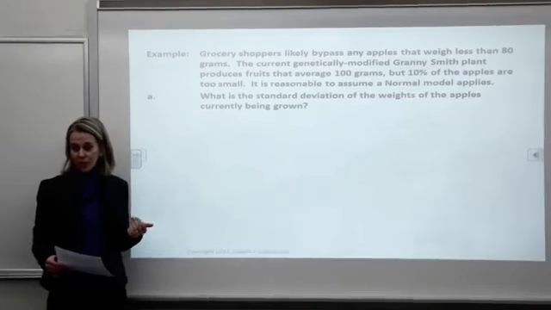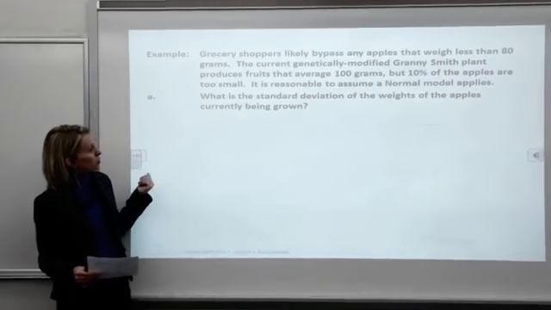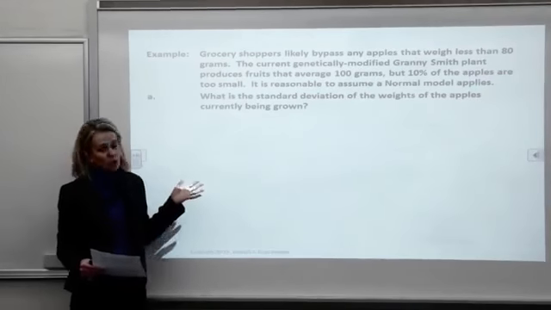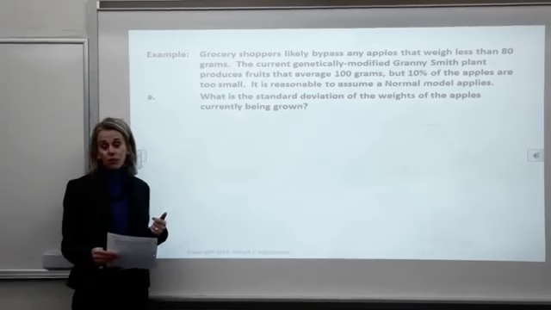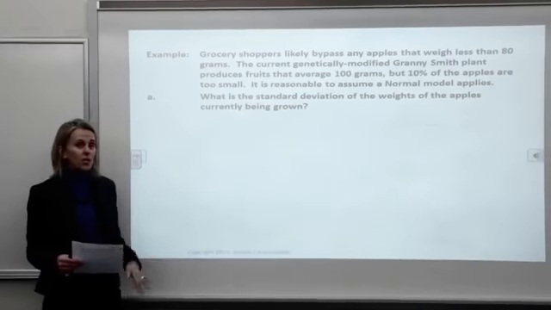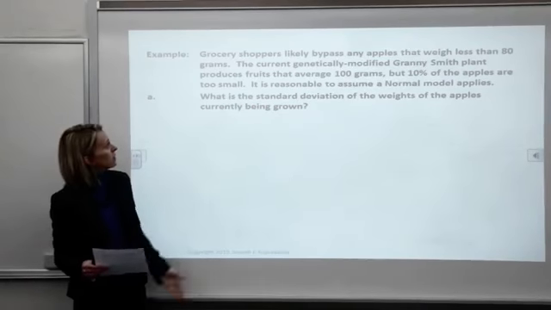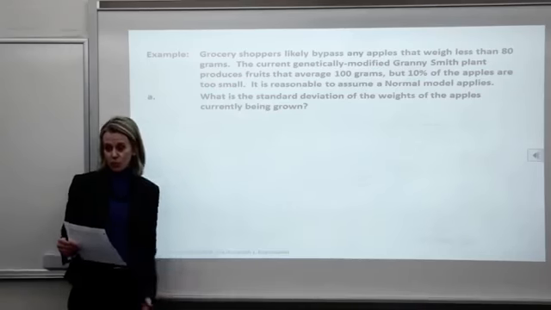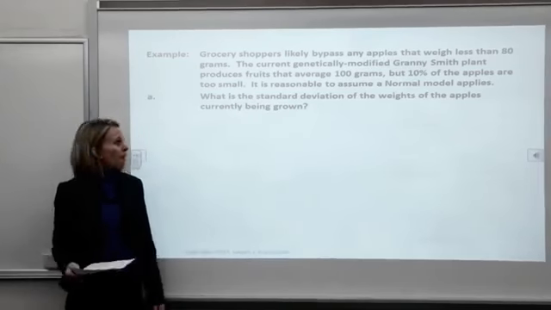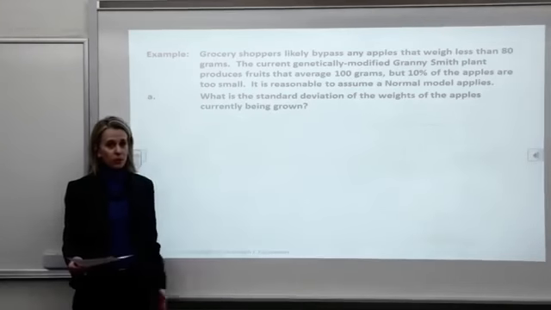Grocery shoppers are likely to bypass apples that weigh less than 80 grams. They're too small for grocers. So the current genetically modified Granny Smith plant produces fruit that averages 100 grams, but 10% of those apples are too small. So 10% of them must be less than 80 grams. Is it reasonable to assume a normal model applies? What is the standard deviation of the weights of apples currently being grown?